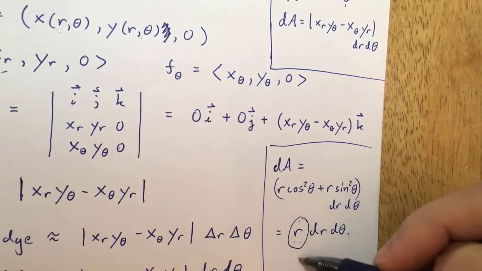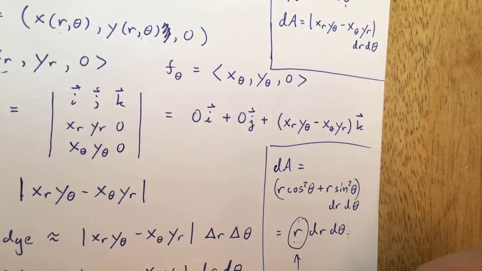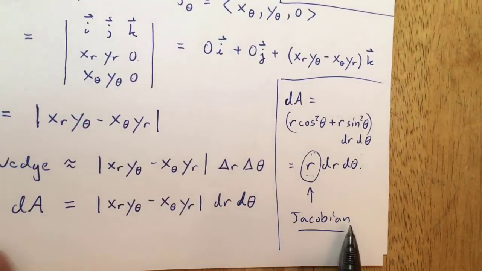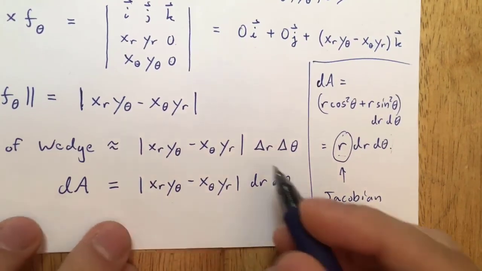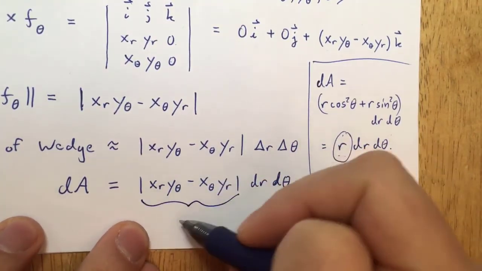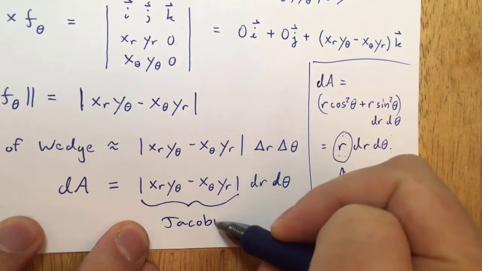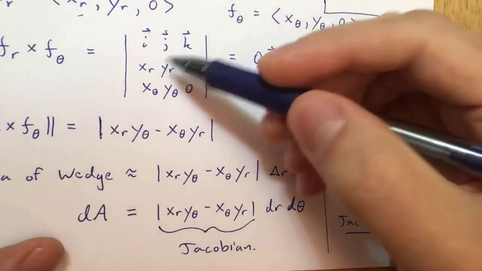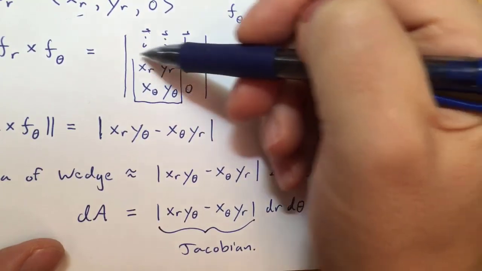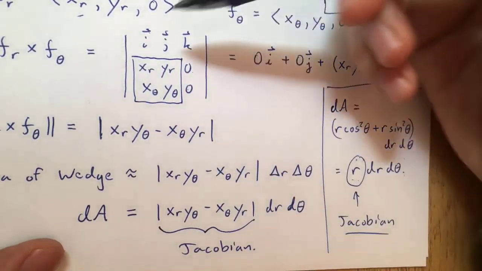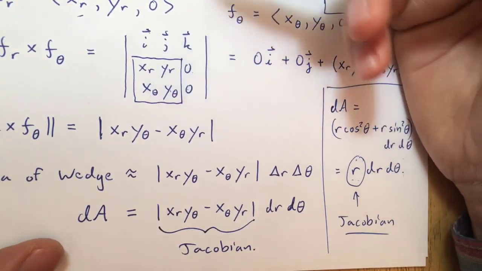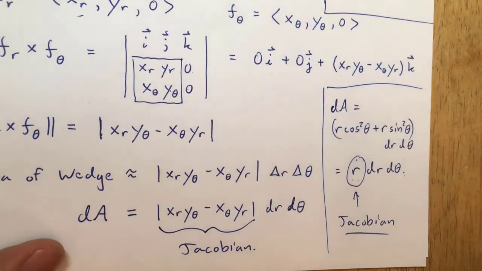This guy right here is called the Jacobian. Oops, went off the screen. That's the Jacobian. And the Jacobian is nothing more than the absolute value of the determinant of this matrix right here. So you take this times this minus this times this. That's the Jacobian. Okay, so that's how we change coordinates.